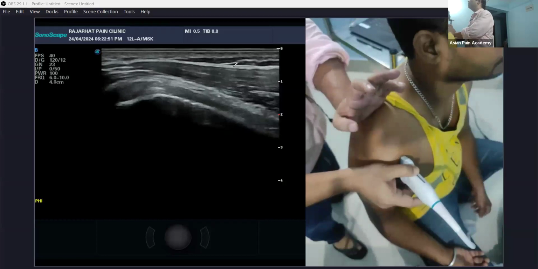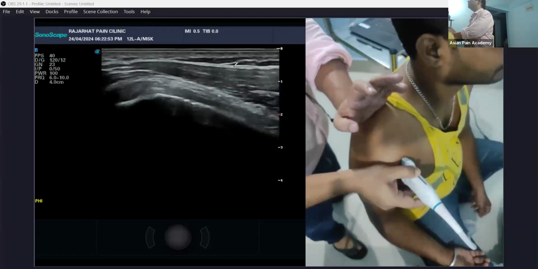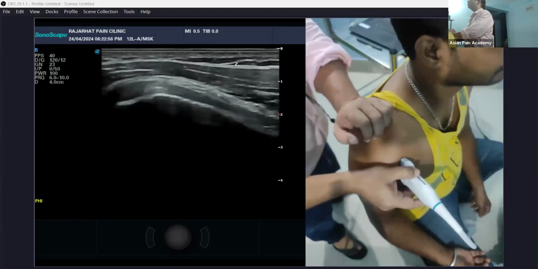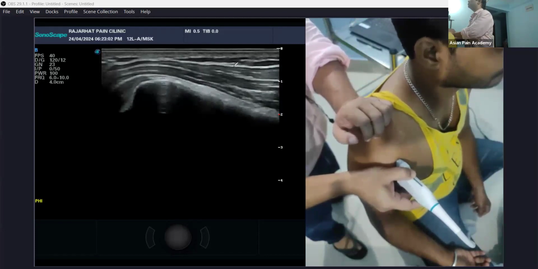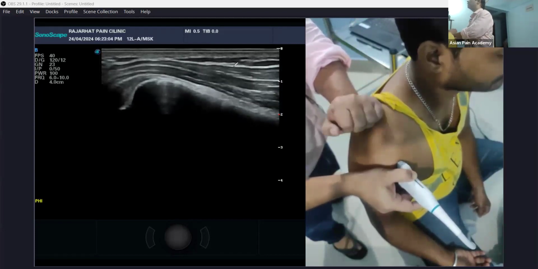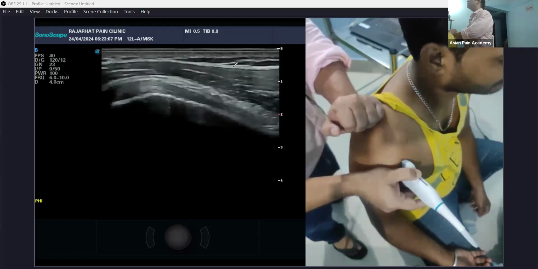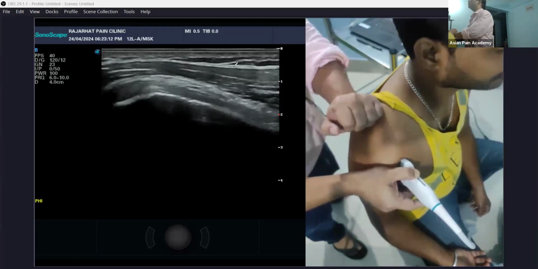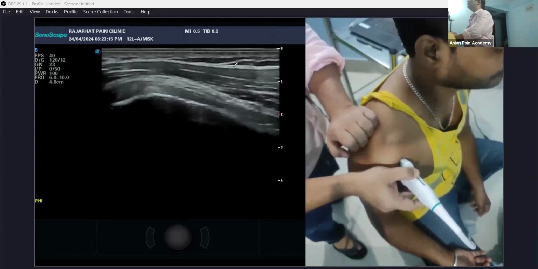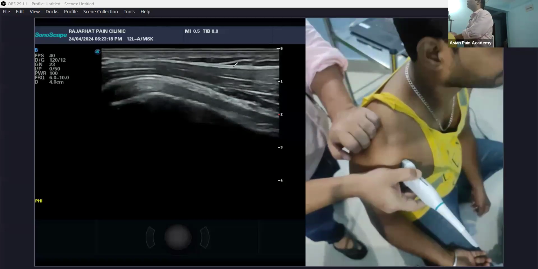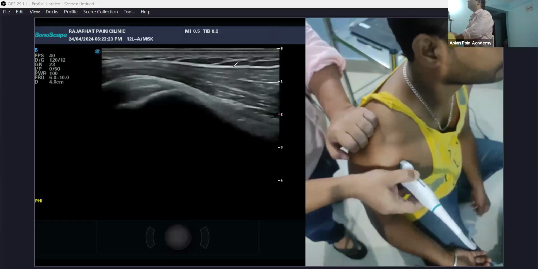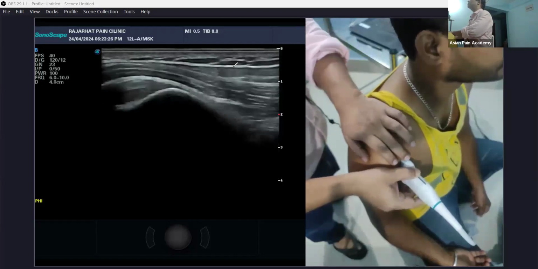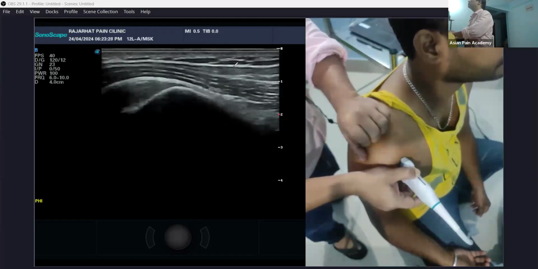Now I am going laterally so that I can see the greater tuberosity, and you see the bony contour has become much bigger, much more superficial. So this is the bony contour of the greater tuberosity. As I go a bit medial, I see the bony bicipital groove again, and I see the whole long head of biceps tendon. Now I am going a bit more medially, so that I see a hill type of area, and that is the lesser tuberosity. So this is the lesser tuberosity area.